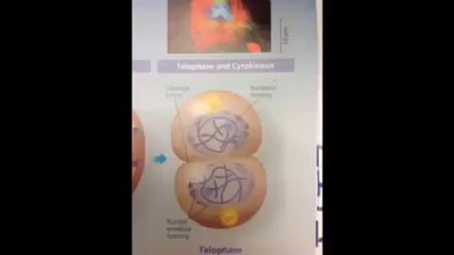In cytokinesis, telophase is usually well underway. In animal cells, during cytokinesis, cleavage furrows form before the two cells completely separate. Nuclear envelopes are forming, and the nucleolus is forming.